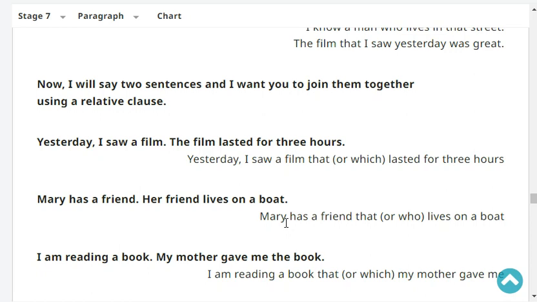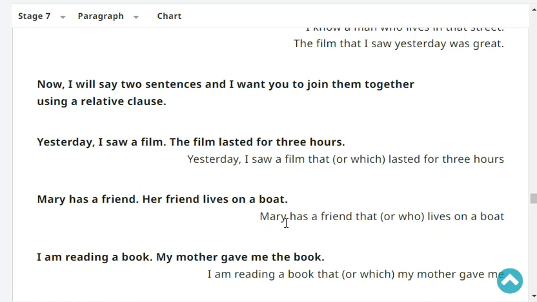Okay, now I will say two sentences and I want you to join them together using a relative clause, okay? Using who, which, or that. Number one. Yesterday I saw a film. The film lasted for 3 hours. Yesterday I saw a film which lasted for 3 hours. Very good.